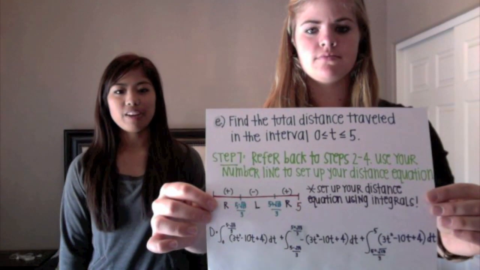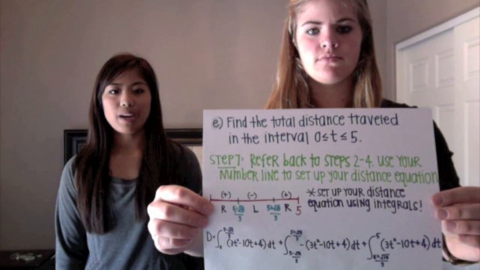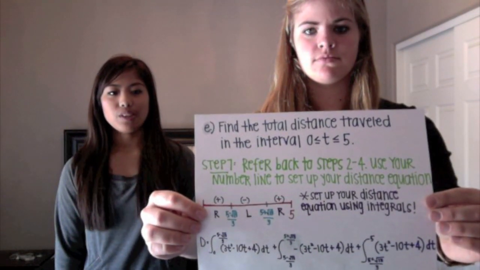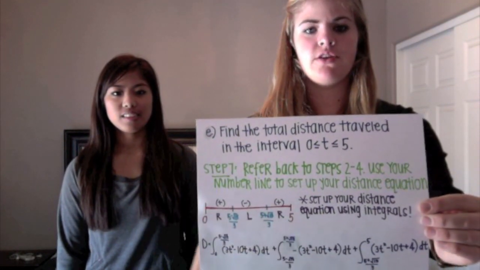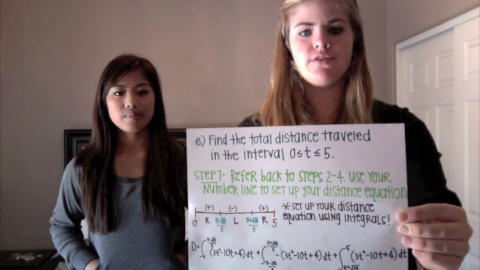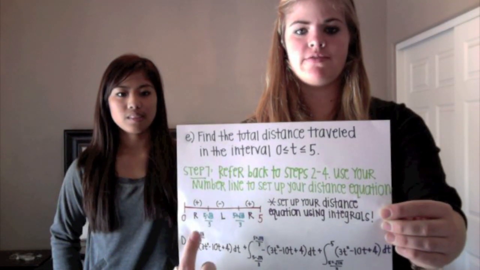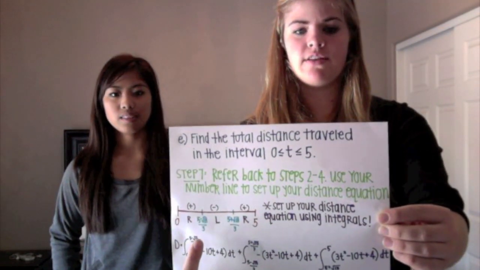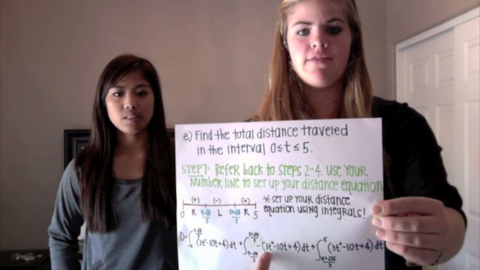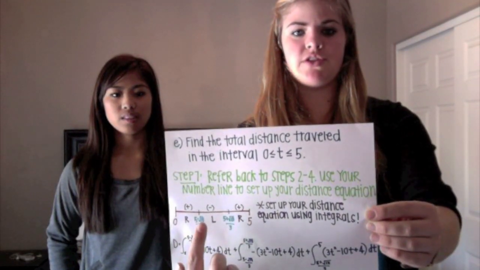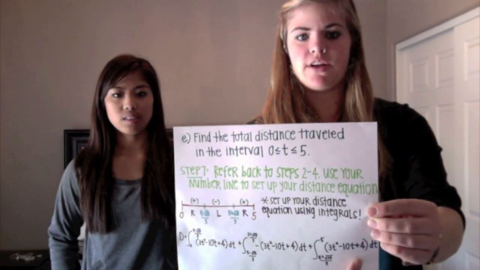In part E, we want to find the total distance traveled between the interval given. In order to do this, refer back to steps 2 through 4 and use your number line to set up your distance equation. So to set up this equation, we need to use 3 different intervals. For the first part, we use from 0 to (5 minus square root 13) over 3, which is moving to the right, so you keep this part of the integral positive. For the next part, we need to change it to negative because we change direction and go left. For the third part, we go right, so we keep the equation positive.